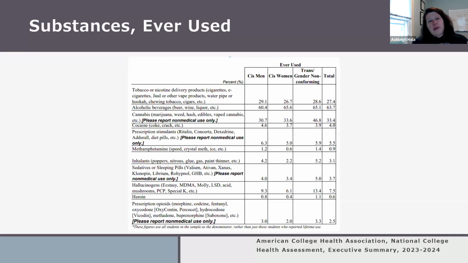So the first piece that they show around substance use in the executive summary is about substance use ever, right?